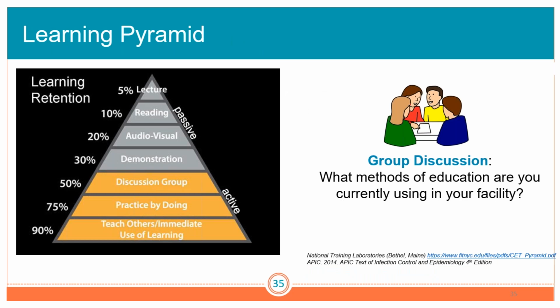So here's our learning pyramid. 5% lecture, 10% reading, and gray is, this is all passive learning. 20% is audiovisual, all right? So what does this mean? About 20% of the things I'm saying, you're going to remember. I hope it's the 20% that's going to be on the test.